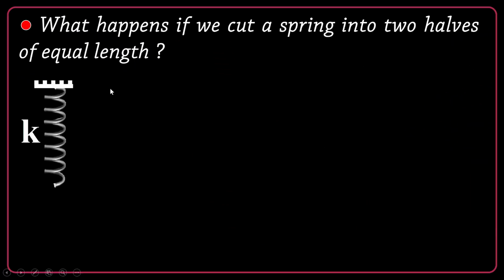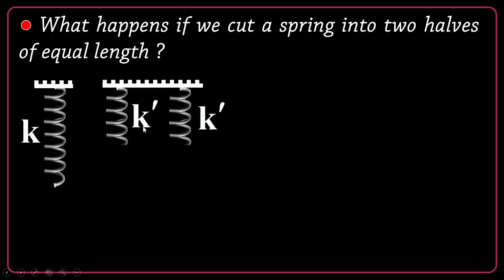An interesting question. What happens if we cut a spring into two halves of equal length? I have a spring here with a spring constant of K, and I cut it into two equal halves, okay? Then I put them here. Let's say it's K prime and K prime. Although I don't know how the K prime could be found here, I know that it's the same as the other because they are exactly similar pieces. K prime and K prime. How to find the K prime?